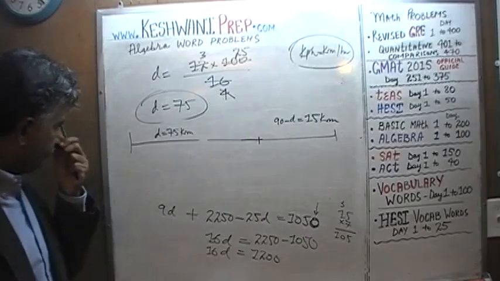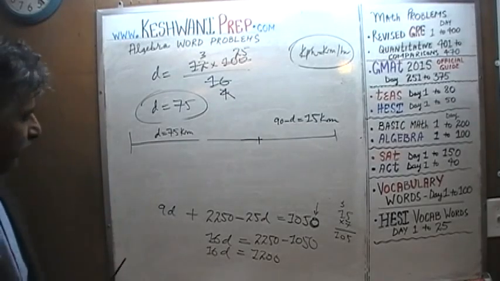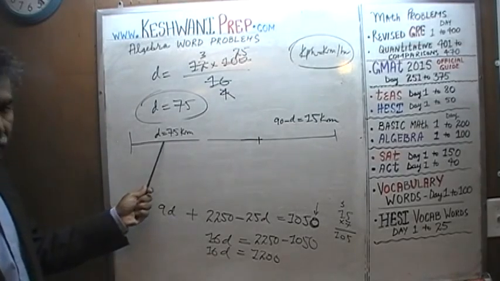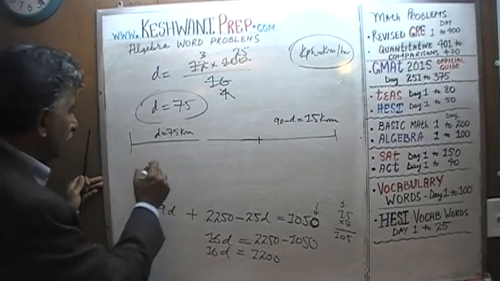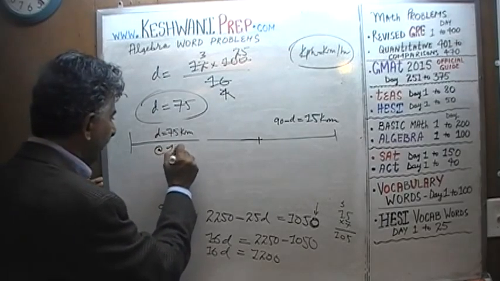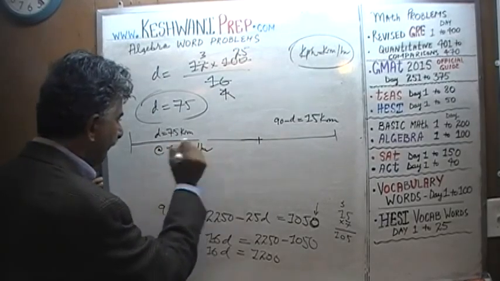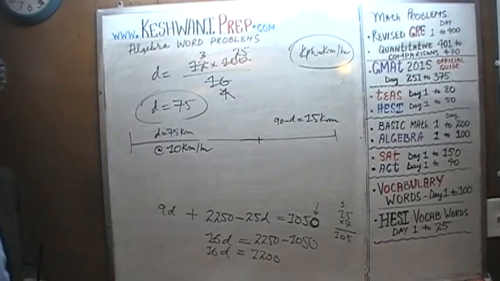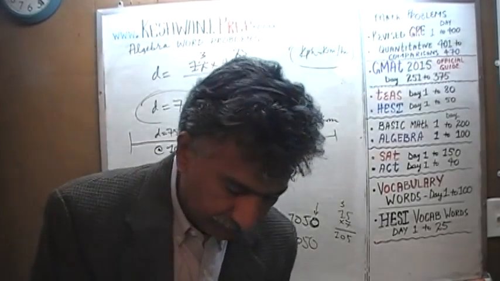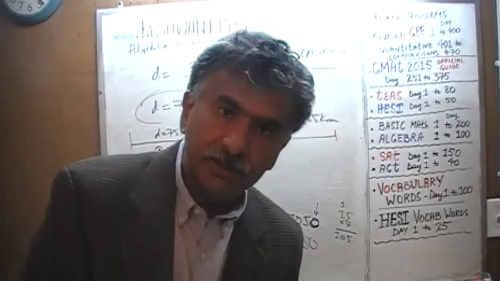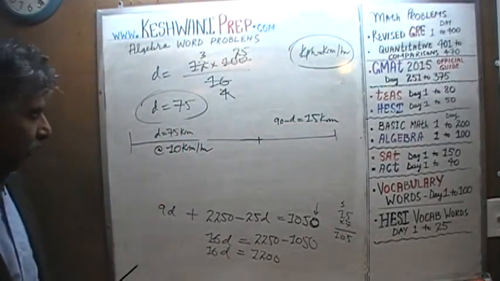There, 15 kilometers, 75 kilometers, and what happens in the beginning? The D kilometers, we were told, we were going at 10 kilometers per hour. And remember, the question was, how long did it take to make the journey? How long did I bike? So that's what we're figuring out here. Okay, we almost finished here.